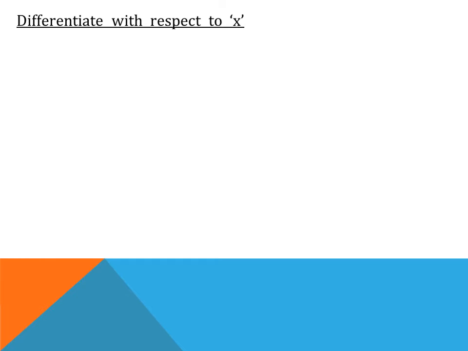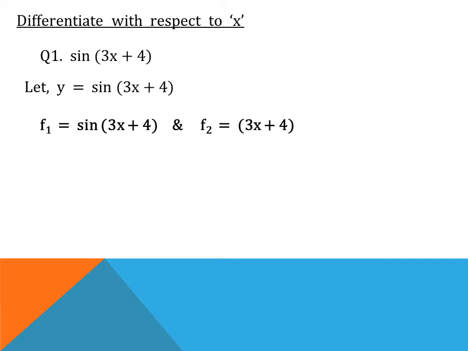We have sin(3x plus 4). Now here our outer function, that is f1, will be sin, and then we have another function of x which is 3x plus 4, that will be f2. So to find dy by dx, we will first find the derivative of f1 and then multiply it with the derivative of f2. Now the derivative of sin x is cos x, as we know. Now in this example, just in place of x we have 3x plus 4. So first we will write cos(3x plus 4), that will be the derivative of f1, into derivative of 3x plus 4.